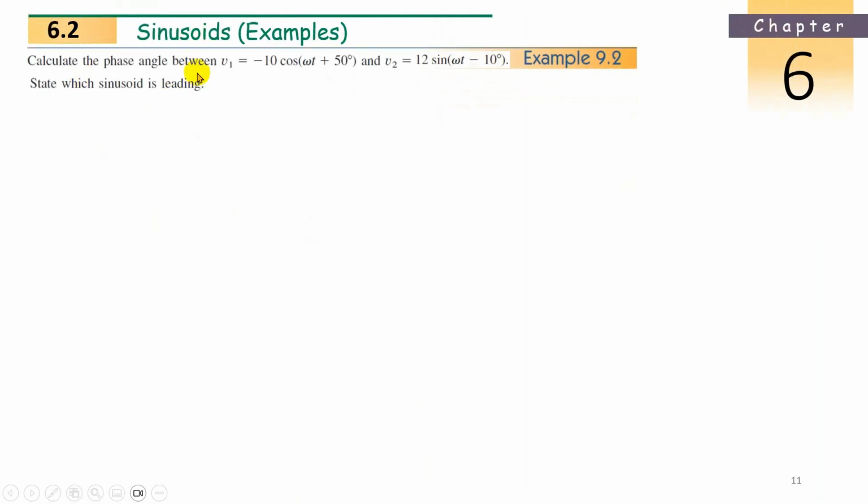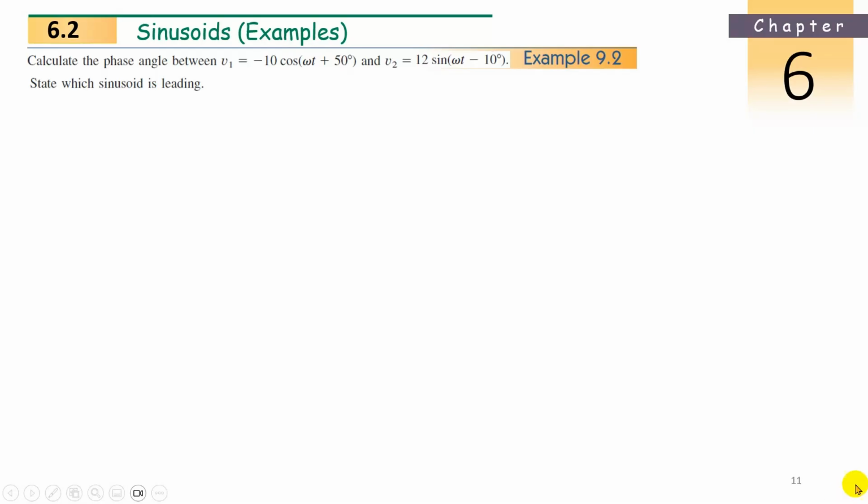So calculate the phase angle between V1, that is minus 10 cos(omega t plus 50 degrees), and V2, 12 sin(omega t minus 10 degrees). State which sinusoid is leading. Which one is leading? Now here the problem is, one is in cos format, one is in sine format.